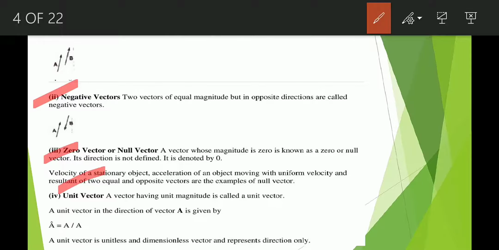Unit vector. A vector having unit magnitude is called a unit vector. A unit vector in the direction of vector A is given by A cap is equal to A by |A|. A unit vector is unitless and dimensionless and represents direction only.